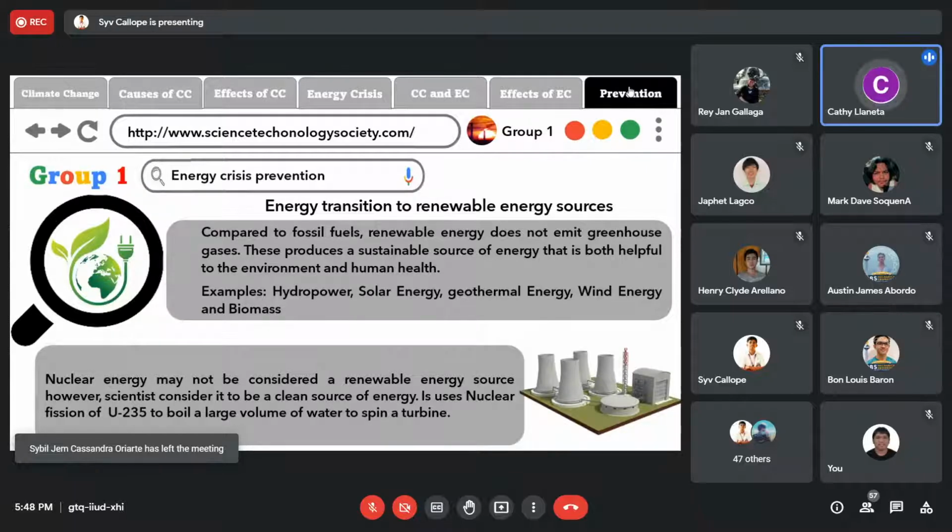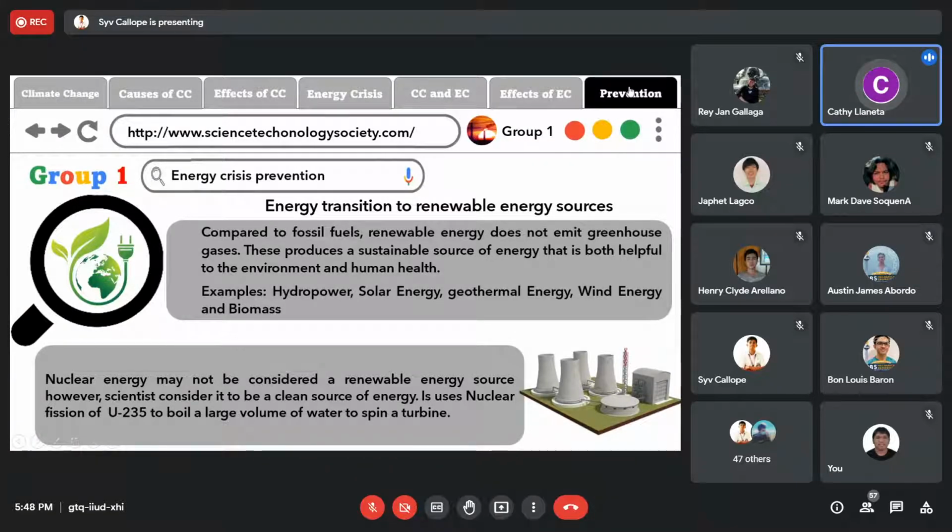Good evening, everyone. My name is Catalanata, and I'm going to report on energy crisis prevention. Energy transition to renewable energy sources. Compared to fossil fuels, renewable energy does not emit greenhouse gases. This produces sustainable sources of energy that are both helpful to the environment and human health.